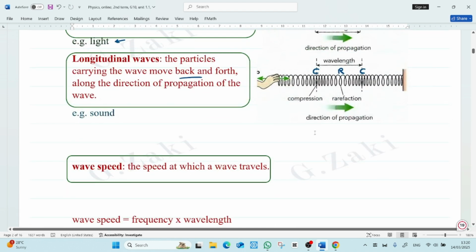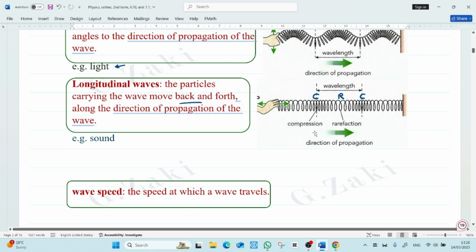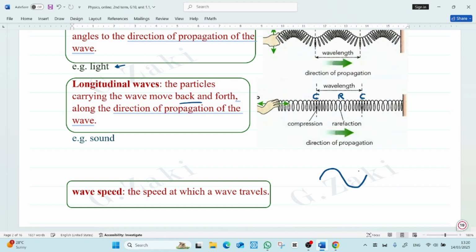Now let us talk about the wave speed. The wave speed is the speed at which the wave travels. Now, for one complete wave, this is one wave. What is the distance traveled? The distance traveled by one complete wave is the wavelength. What is the time taken by one complete wave? The time is the time period.